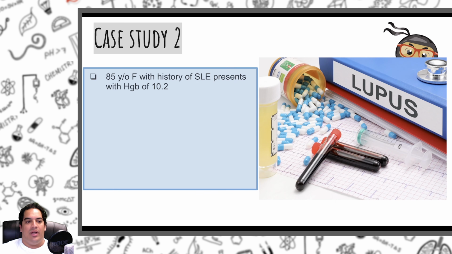Case 2. We have an 85-year-old female, history of SLE, presents with hemoglobin of 10.2. She's anemic. Check the retic index. It's less than 2, underproduction. So now we have to check the MCV. MCV is 75. That tells me that it's a microcytic. It's one of those 4.